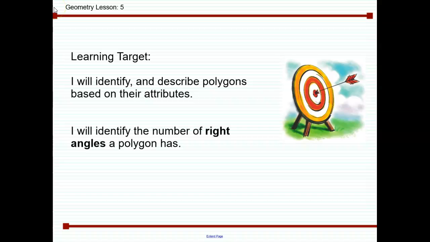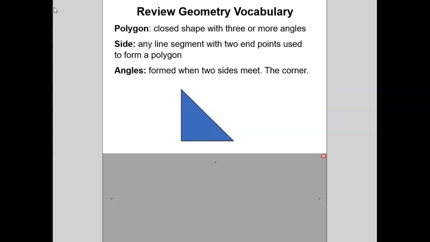Today, you will be able to do two things. You will be able to identify and describe polygons based on their attributes. You will also be able to identify the number of right angles a polygon has.